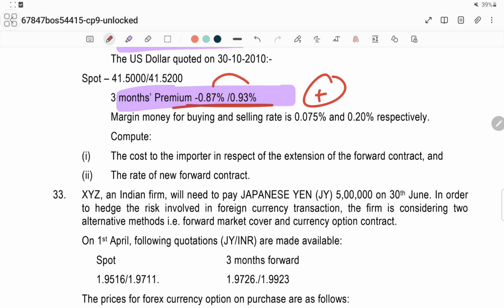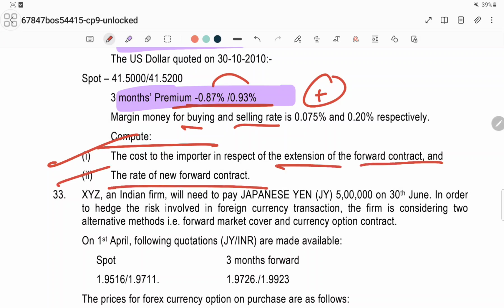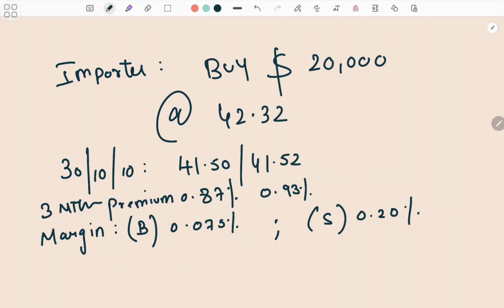Margin money for buying and selling rate is 0.075% and 0.2% respectively. Compute the cost to the importer in respect of the extension of the forward contract, and the rate of the new forward contract. Great, let's start the solution. Okay, so the solution starts.